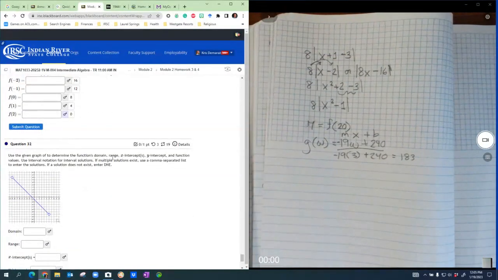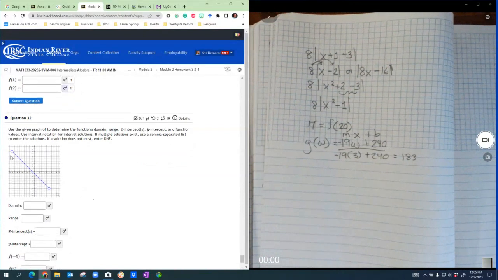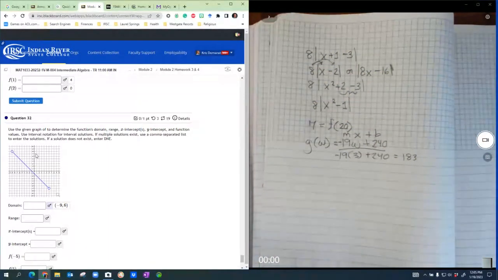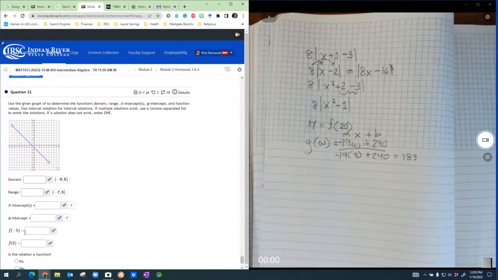Now, using the graph, the function, domain, and range: the domain is going to go from, wow, that's really small writing, negative 9 to 6. And then the range is from negative 7 to positive 8, both open parentheses. The x-intercept is at negative 1, where you're crossing over the x-axis. The y-intercept is at negative 1 as well. That's where you're crossing over the y-axis.